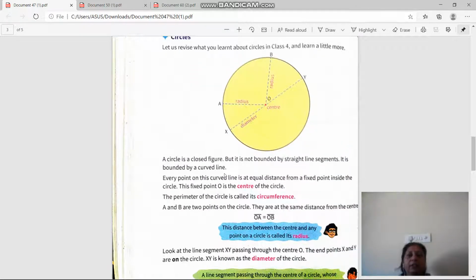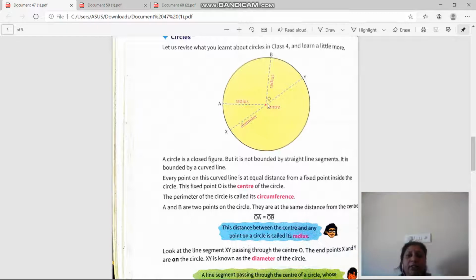See, this is the center of the circle. OP, OB, OA, OX, OY, these are the radii of the circle, and XY is the diameter of the circle. Now, a circle is a closed figure. But it is not a polygon. Why? Because it is not made up of straight lines.